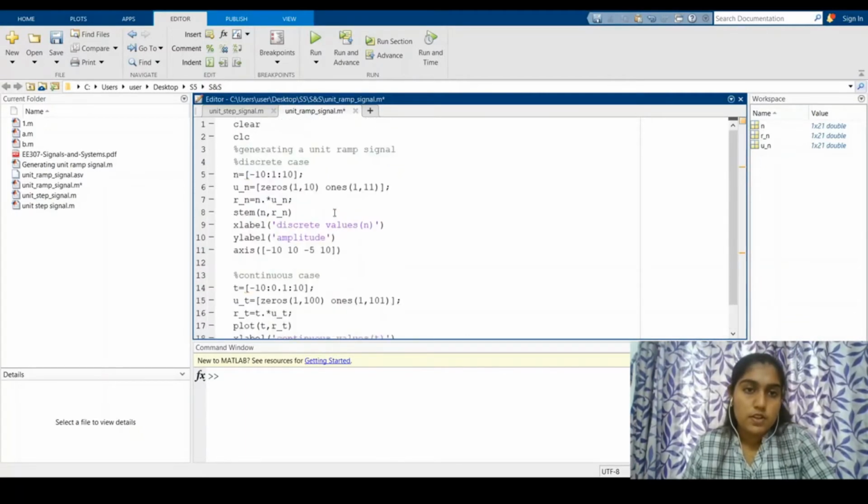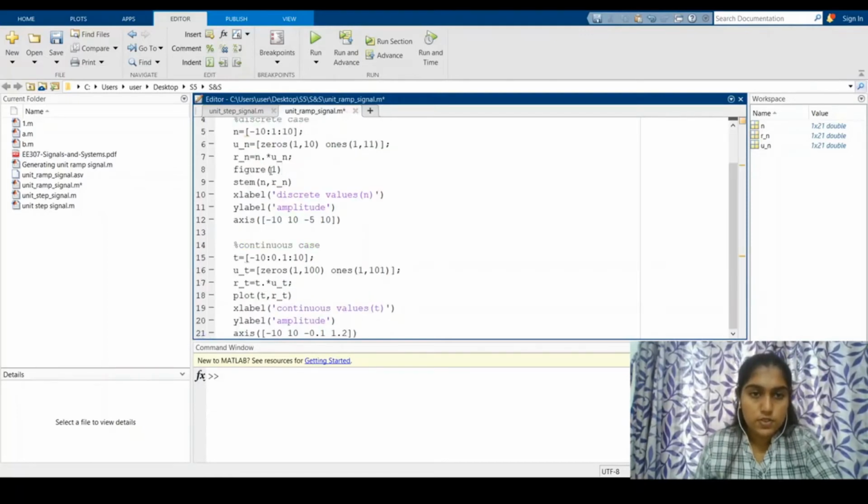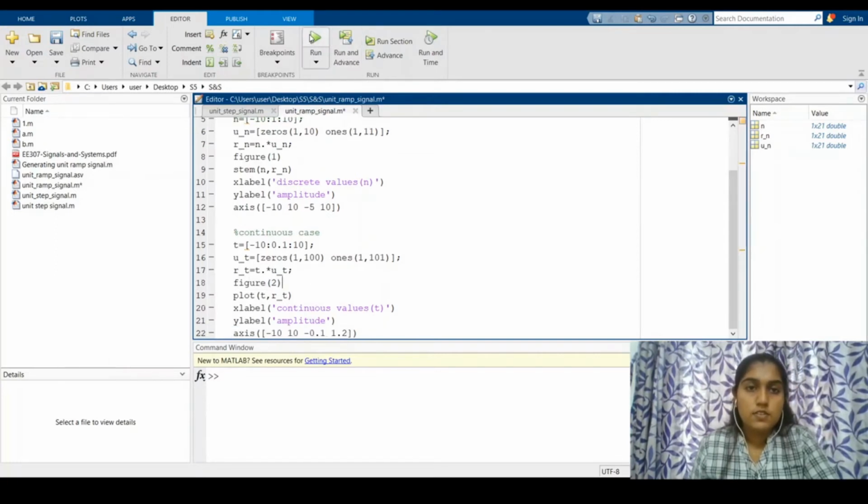Another thing I'd like to say is, if you want to see both the graphs together, I prefer you to just give figure 1 and figure 2, so that I can show you both the graphs together. So I've given figure 1 here before the stem command, and here before the plot command I'm going to give figure 2, right? So now you have both of them. Now let's run it and see.